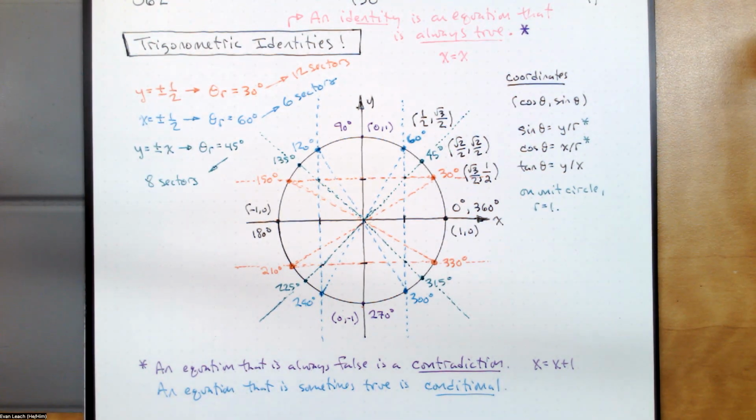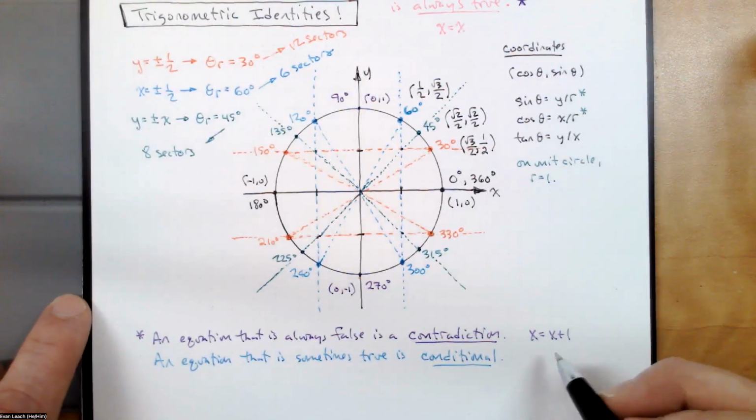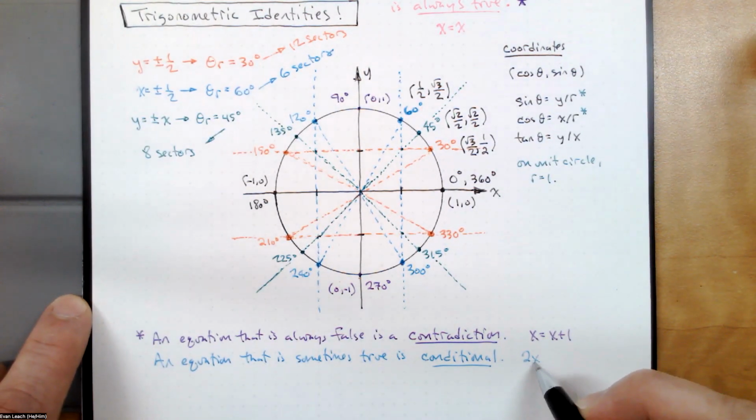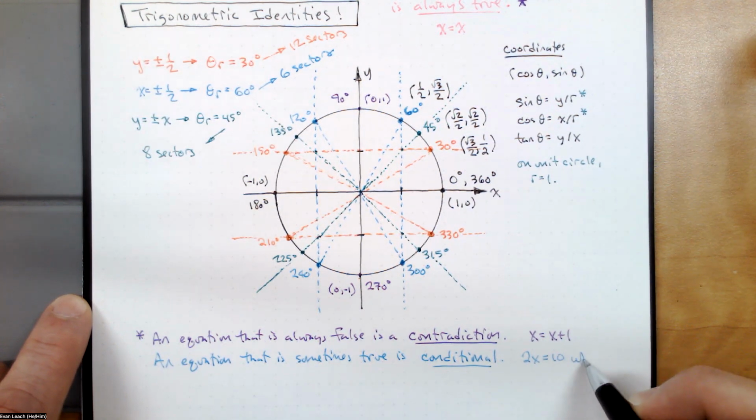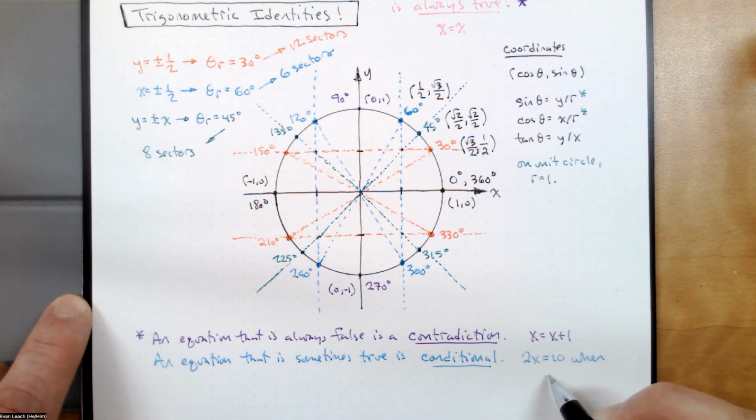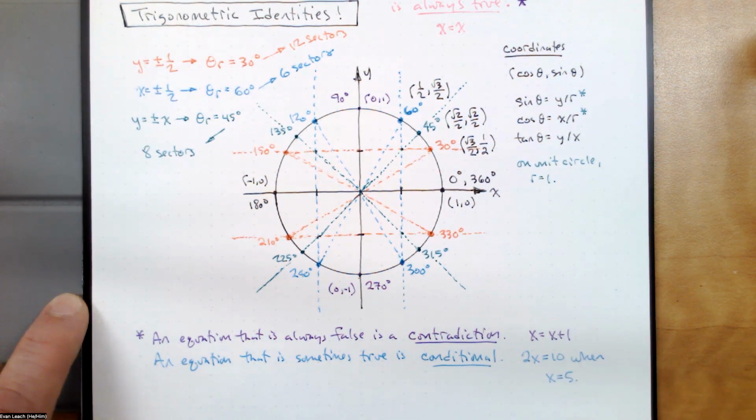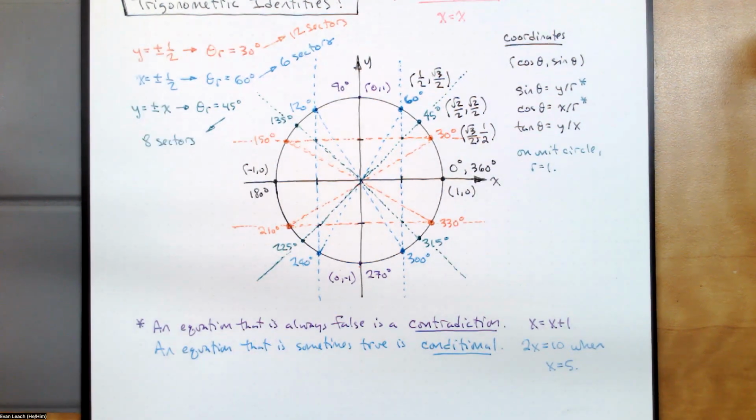An equation that is sometimes true is conditional. Two x equals 10, but only when x equals 5. That's the condition that makes the equation true.